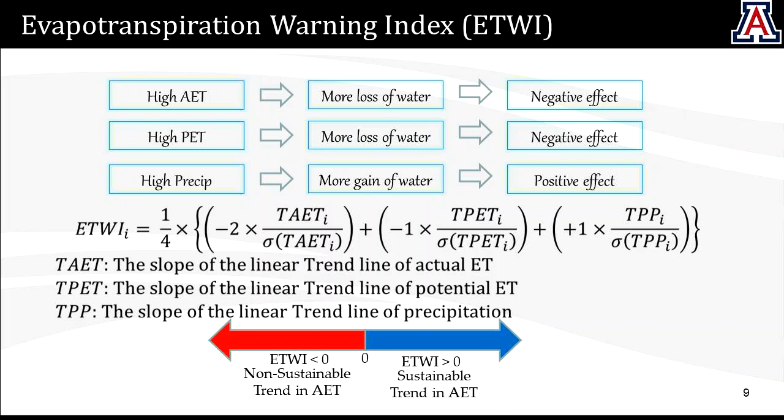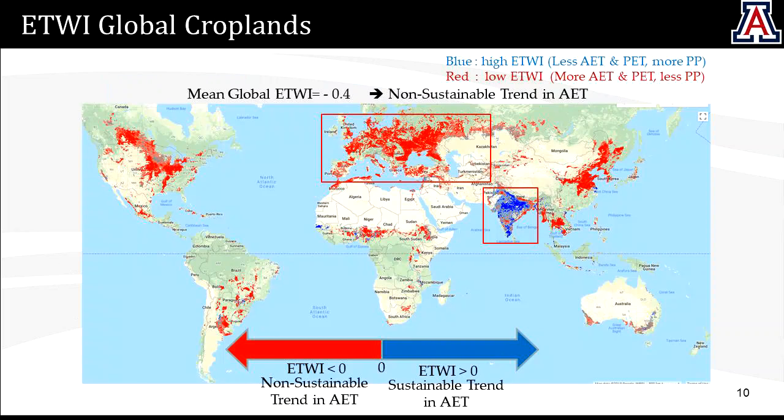The more negative values of ETWI mean the more non-sustainable AET of croplands, which is an index of water use in croplands. In other words, the more negative values of ETWI give us a warning in terms of water use of that cropland because the changes of PET and PP were not enough to compensate for the increasing trend in actual ET. ETWI was applied to croplands to consider the combined effect of these variables.